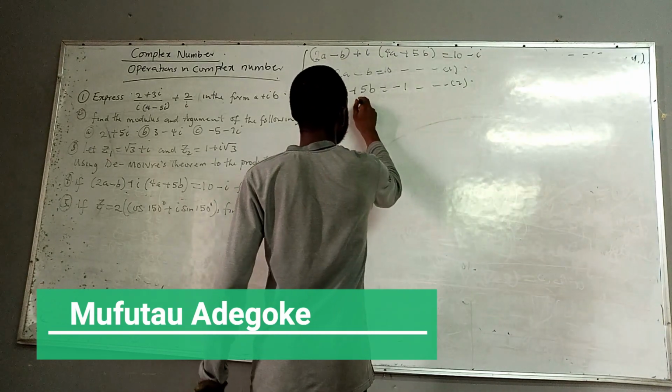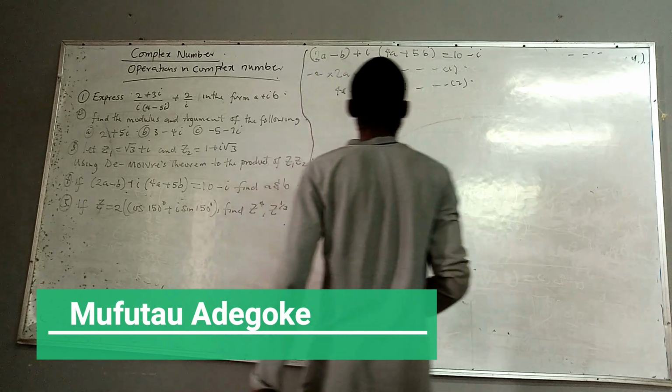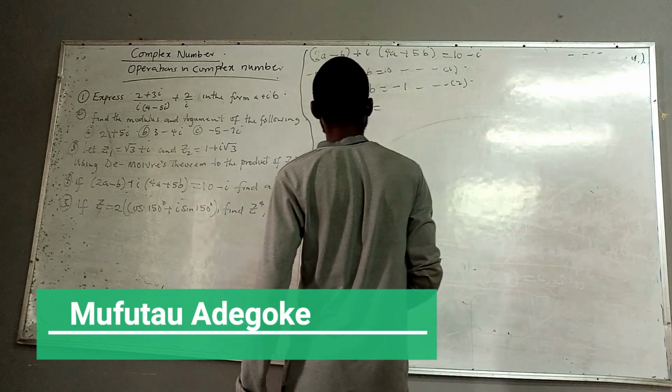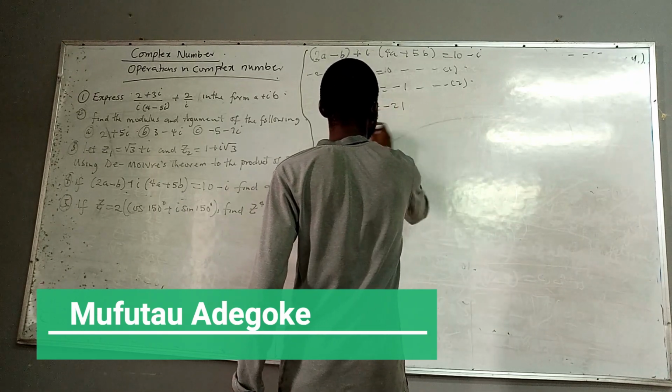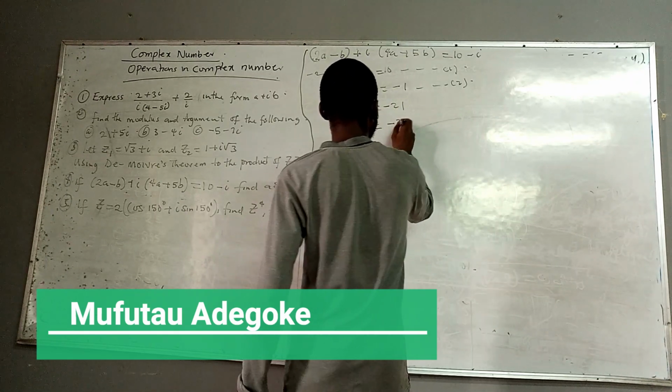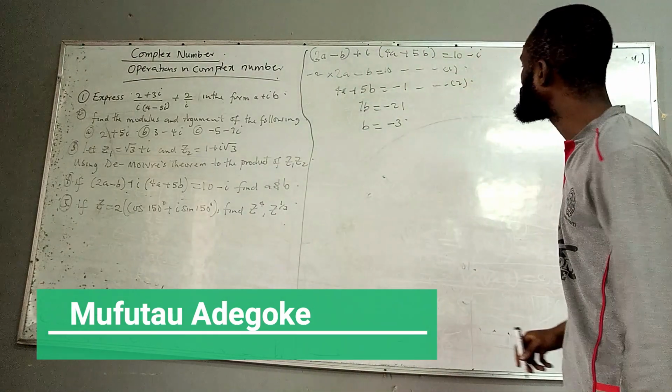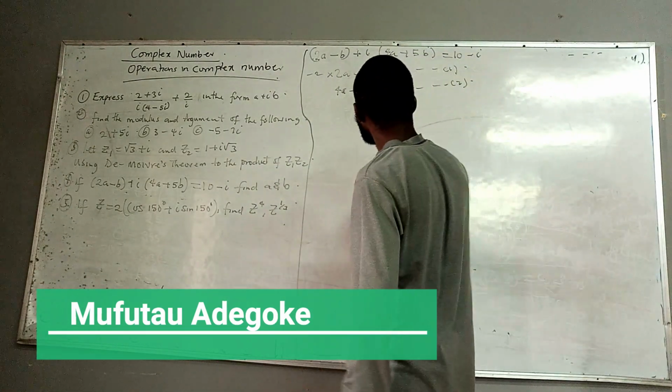2b plus 5b, side 7b equals minus 20 minus 20 minus 1, minus 21. Then my b will be minus 3. If b is minus 3, then I can say what?